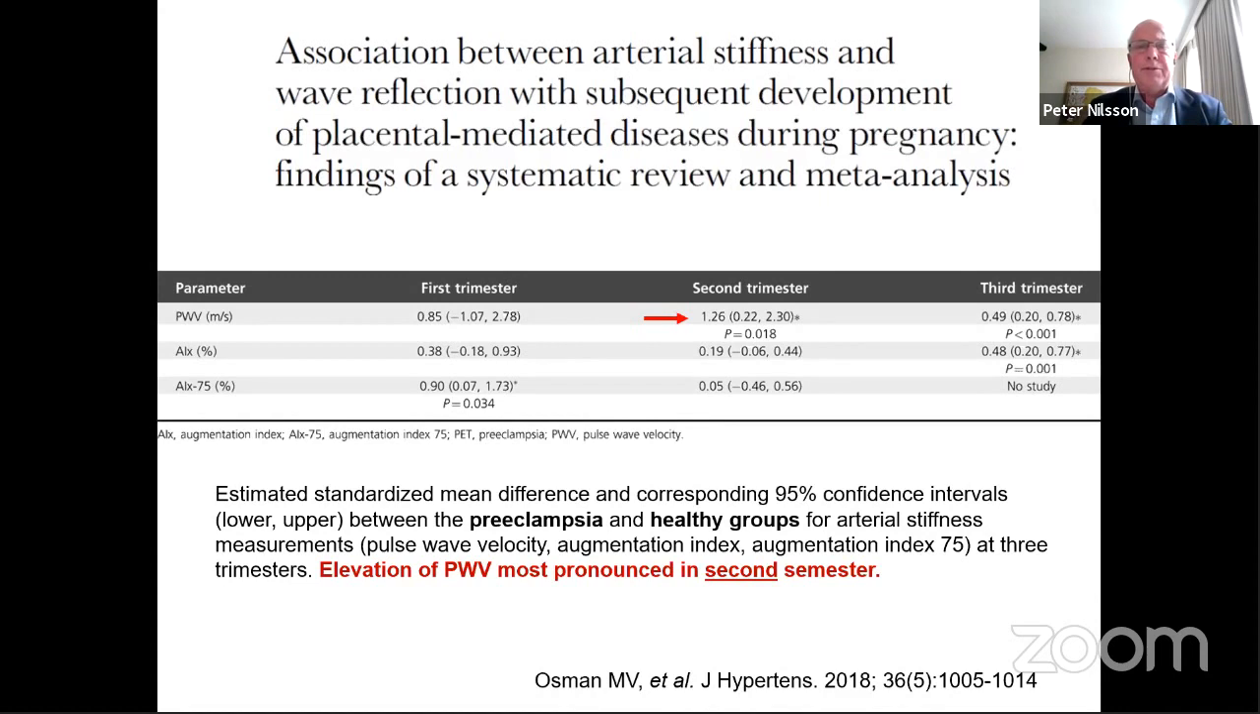So based on this systematic review and meta-analysis, the pulse wave velocity is at its highest during the second trimester. And some people argue that the measurement of arterial stiffness could be added to the evaluation of pregnant women, especially with risk conditions, because it provides some interesting information also for the prediction of later overt preeclampsia.